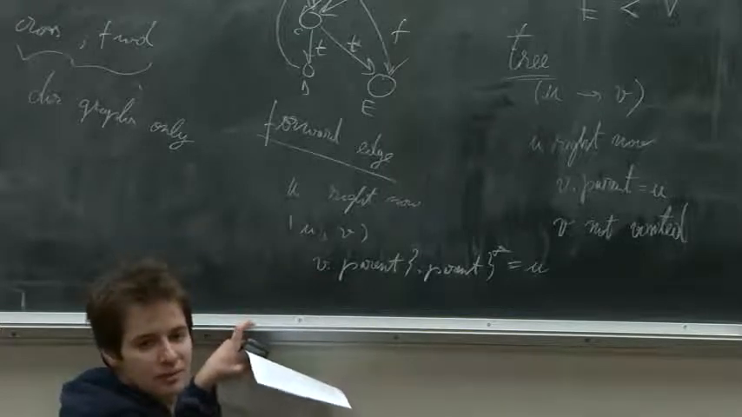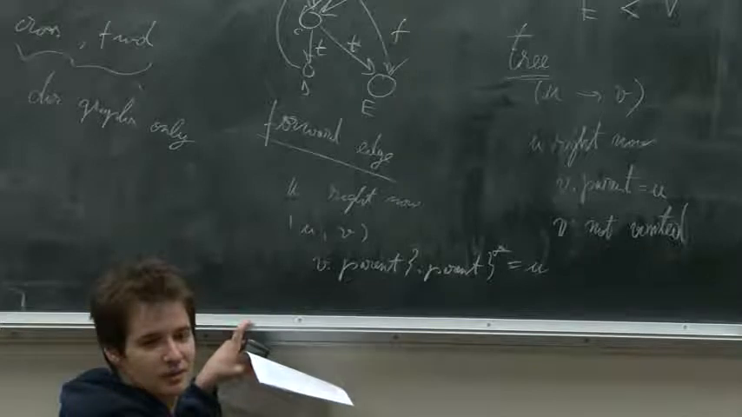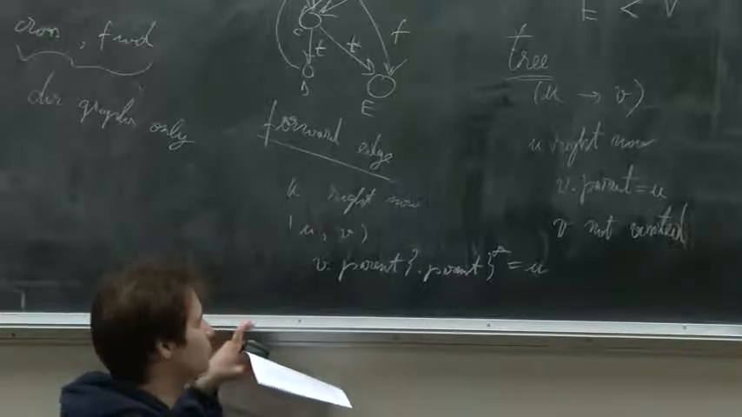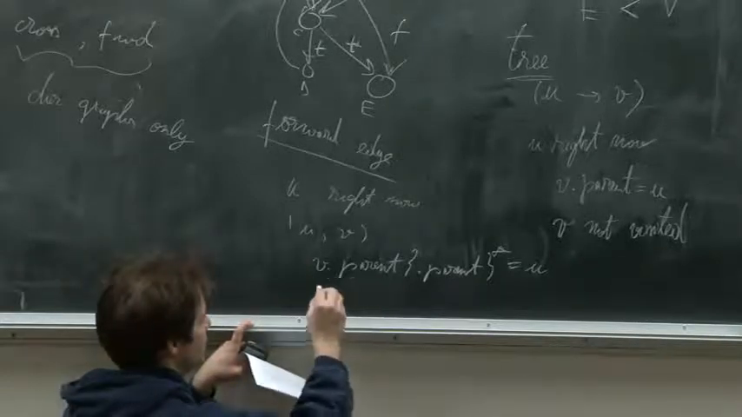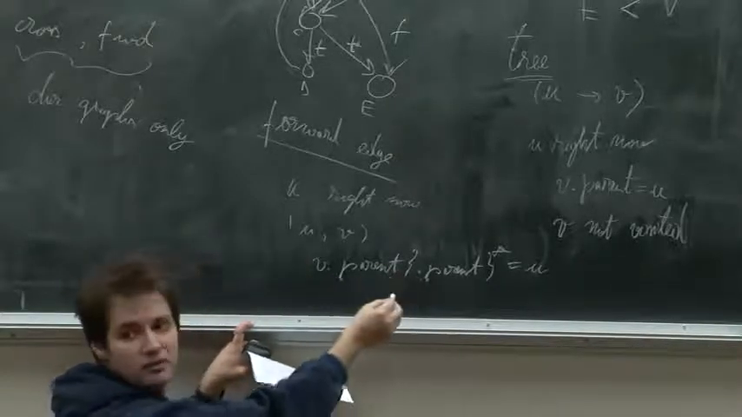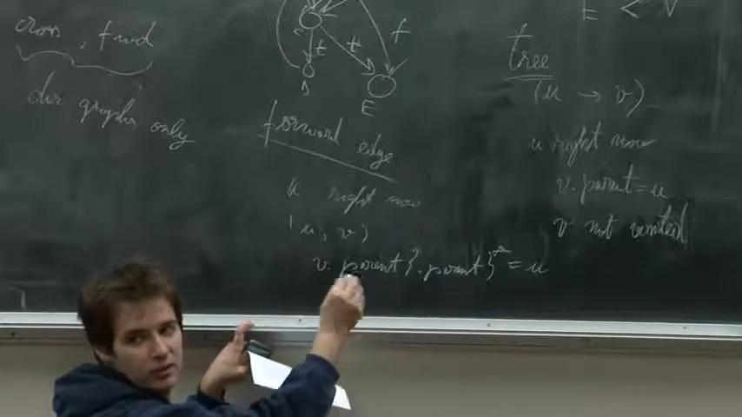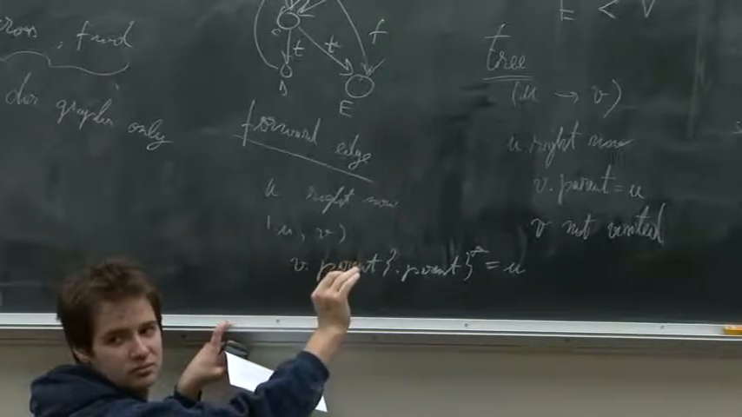If you go up to the root, it's not the forward edge. Right now we're looking at what it means. U has to be somewhere on the ancestor chain of V. So if you keep following V's parents, you have to see U. If not, it's not the forward edge.